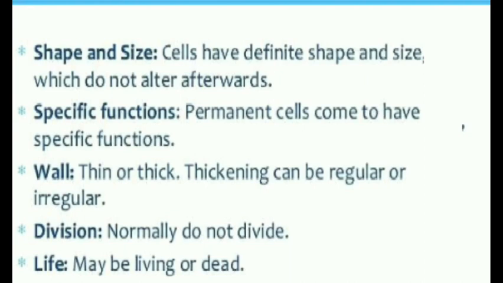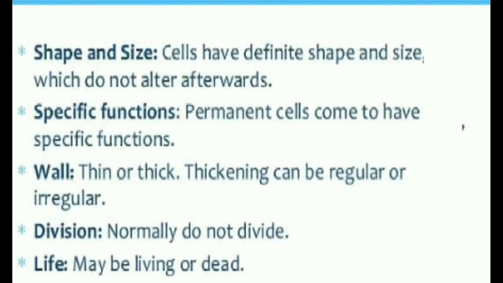Let us now have a recap of the characteristics of permanent tissues. Let us first discuss the shape and size. Cells have definite shape and size, which do not alter afterwards. This means that the shape and size which the cells have acquired will not change afterwards.